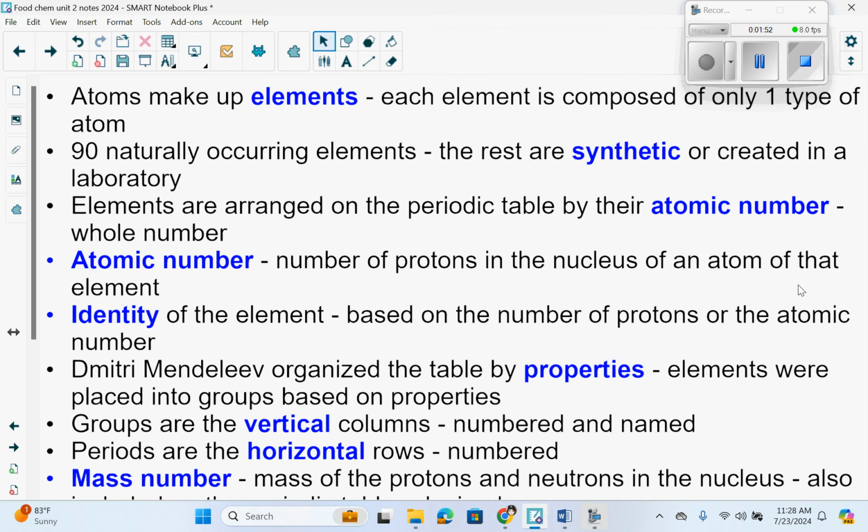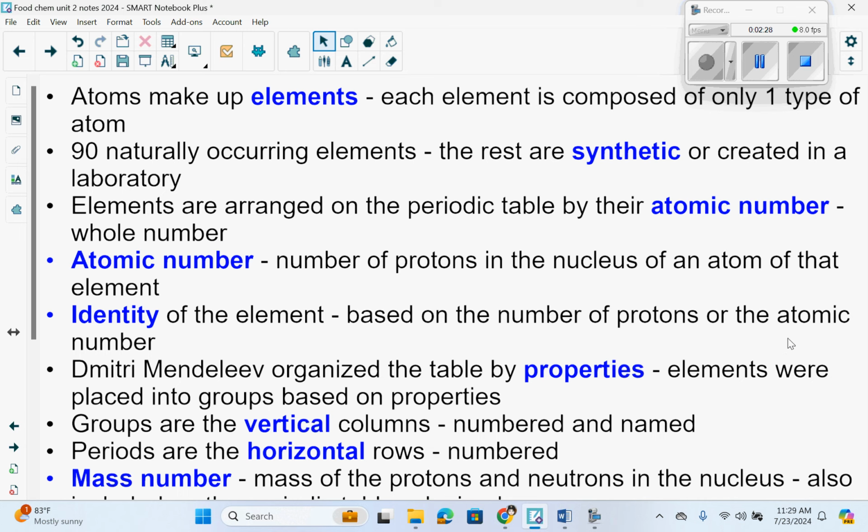All right, so atoms make up elements. Each element is composed of only one type of atom. That's why they're pure. There's roughly 90 naturally occurring elements. The rest are synthetic or created in a laboratory, and they often are named after people like Einsteinium. Elements are arranged on the periodic table by their atomic number, which is the whole number. And it's the atomic number that has the number of protons in the nucleus of an atom of that element. It's the identity of the element. And again, it's based on the number of protons or the atomic number.